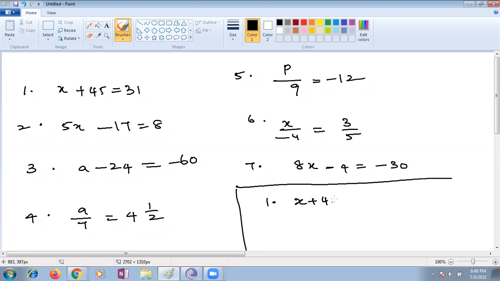X plus 45 equals 31. You need to find the value of x. You need to find the variable value here. You don't know the value of the variable, but you know if you add 45 to it, you get 31. So if you transpose the 45 to the other side, what happens? It becomes minus. So, Vallabha, please tell now.